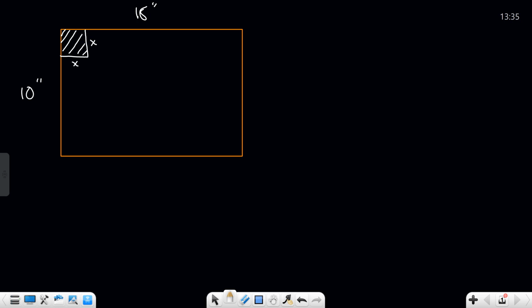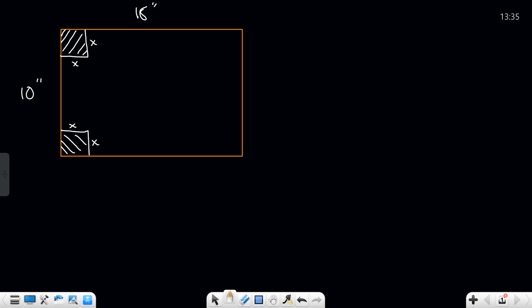The only decision I have to make is how big do I want that box to be, because the rest of the problem falls into place based on the value of X. So notice if I cut an X out of that corner, I've got to cut an X by X out of that corner. And that starts the process.